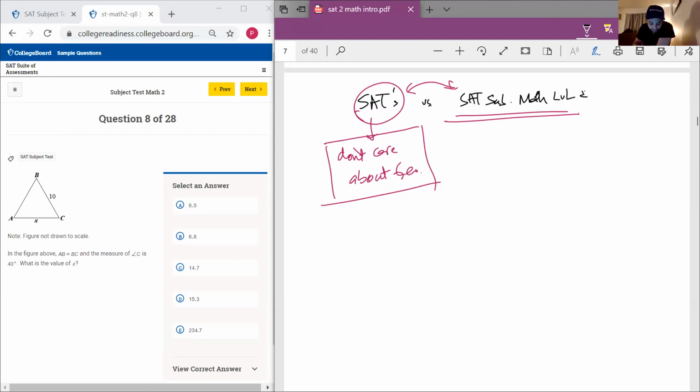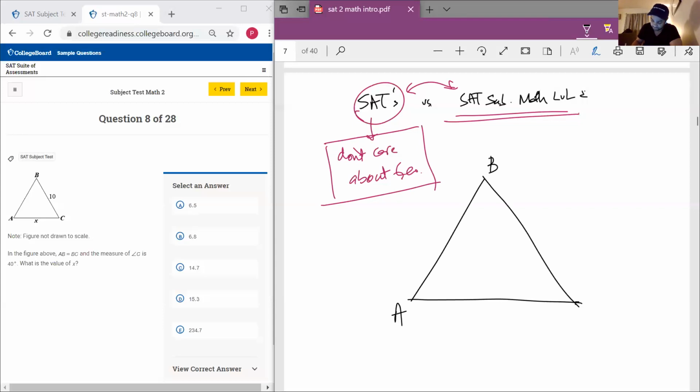All right. In the figure above, AB is equal to BC, and the measure of angle C is 40. What is the value of X? All right, AB is equal to BC. We're dealing with an isosceles triangle. That means this is 10. Also, the base angles are congruent, and C is 40. So that's 40, making this 100 degrees. Right? It's an isosceles triangle, and that is the vertex angle, and the base angles are congruent. You want to find the value of X.